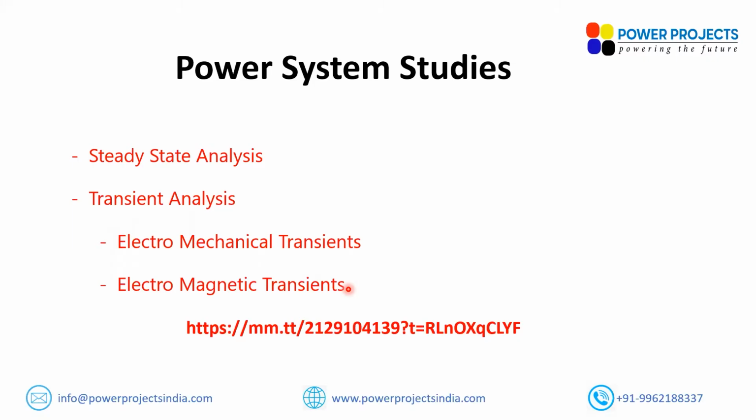If you take an example of lightning or a switching, the event happens with probably 1.2/50 microseconds or 8/20 microseconds, right? So the total duration of the event itself is quite less, so the time step which you need to use is very, very small. In an electromechanical transient, the event happens in a few seconds, so if you put the time step in milliseconds, it's good to go.